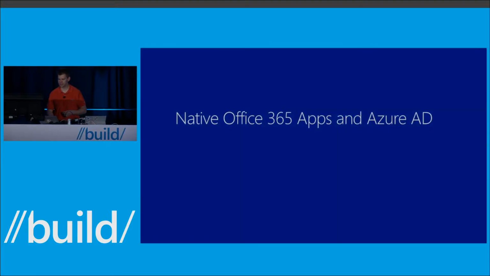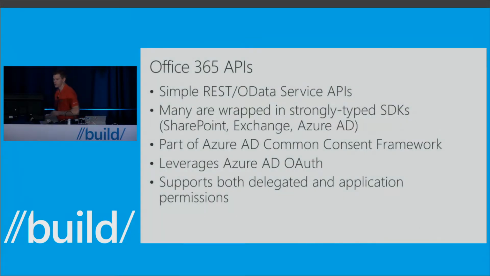Let's talk a little bit about native Office 365 apps and Azure AD. I wanted to start with a level set around our Office 365 APIs, and I think that's especially fitting for those who might be new to this in the room. First of all, we have really standardized on providing a comprehensive set of APIs that follow technology standards. We're going to deliver APIs via REST and OData that are secured using OAuth.